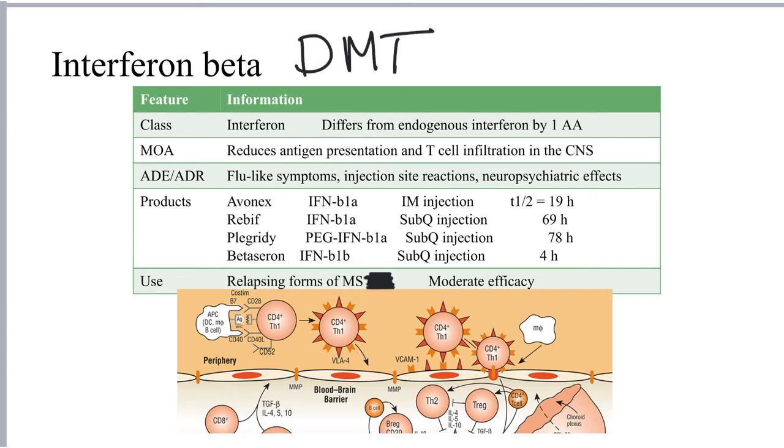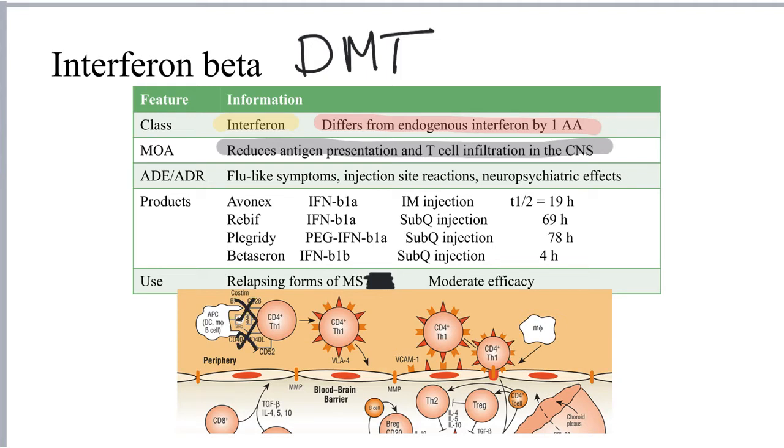Interferons are a group of endogenous cytokines that have very diverse modulatory effects on the immune system. Interferon beta is a synthetic version of endogenous interferon that differs from the endogenous protein by only one single amino acid. Its mechanism of action in MS is to reduce antigen presentation to T cells, and it also reduces T cell infiltration into the CNS.